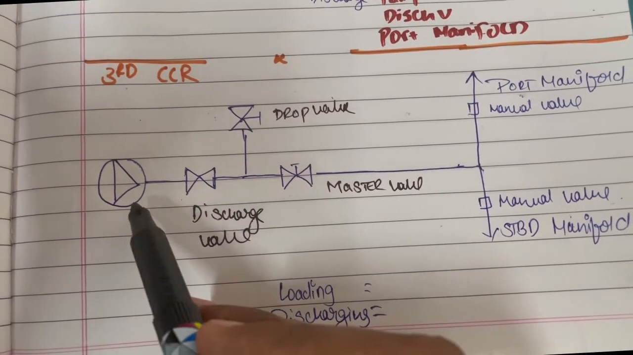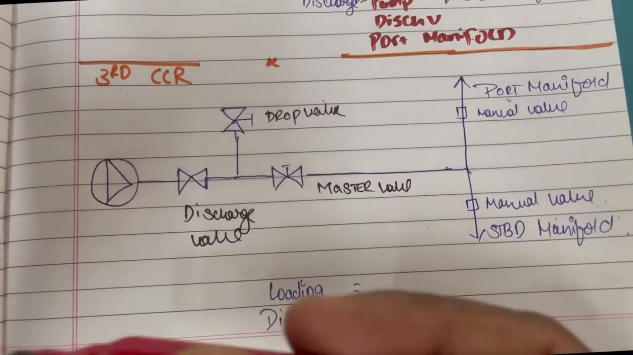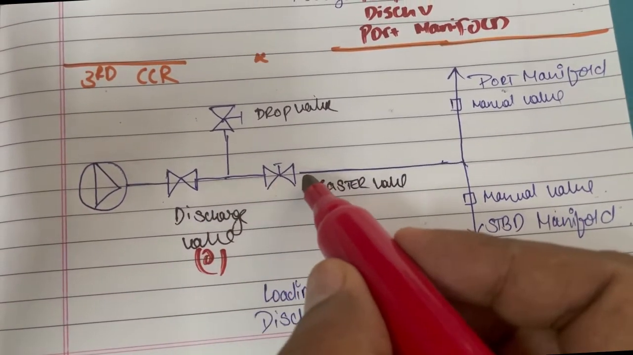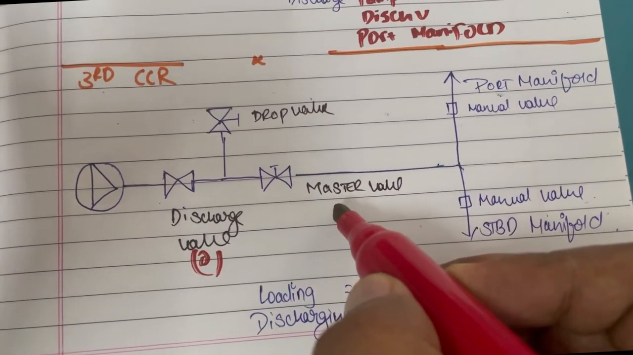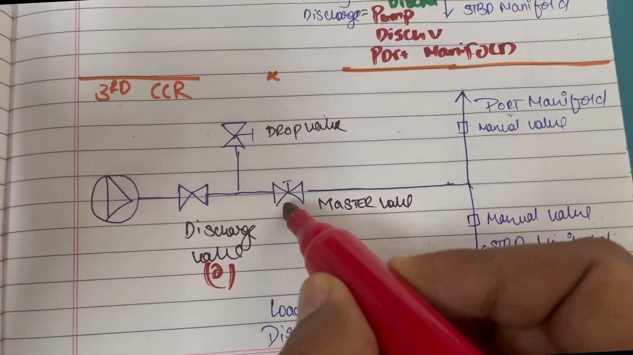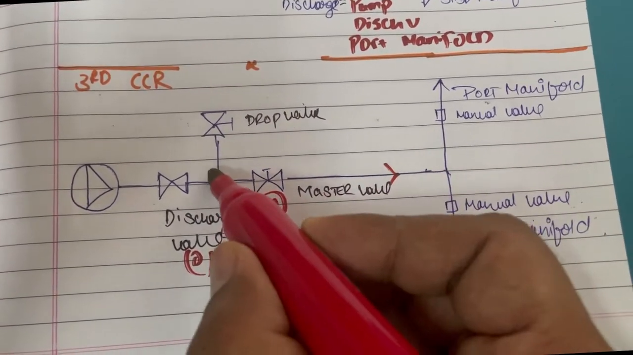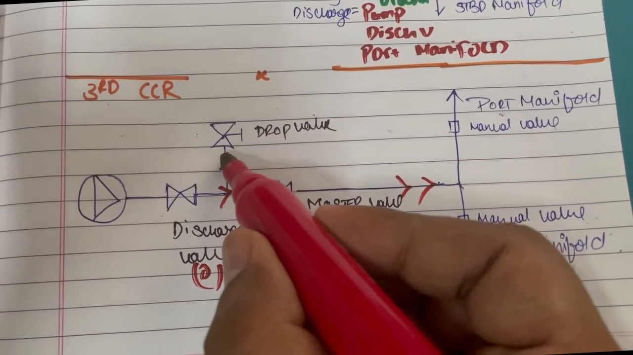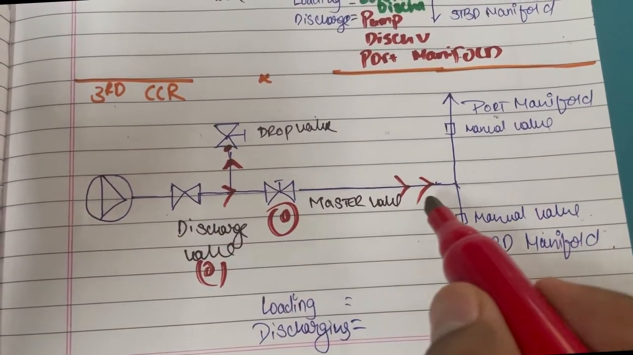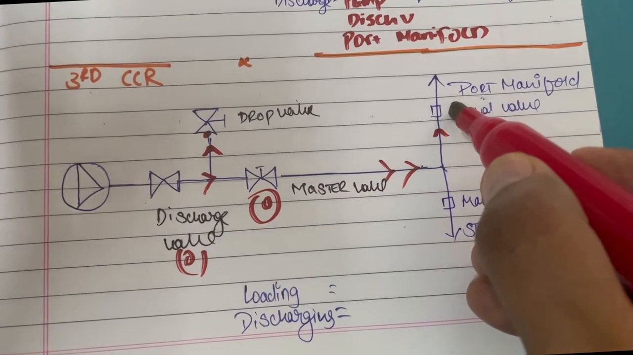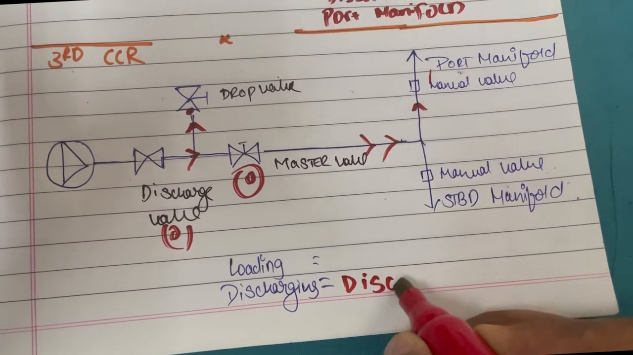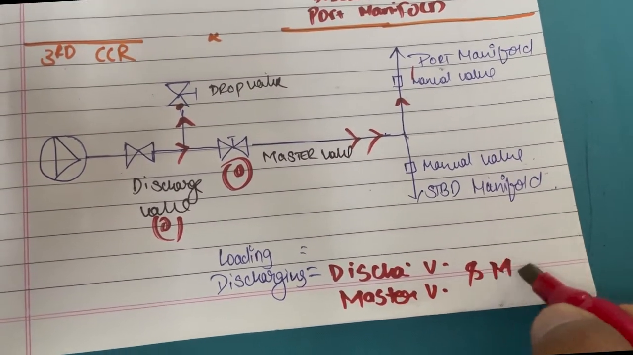Here, for discharging, we will start the pump and open the discharge valve. The cargo will come over here, and we open the master valve. Sometimes it is called the line master, or sometimes just the master valve or main valve, different names are there. We will open this and the cargo will flow over here. The cargo will also flow to the drop line or drop valve, but as this valve will be shut, the cargo will not pass over here, so it will just flow in a straight line. We'll open this port side manifold valve and do the discharging. So here we have started the pump and opened the discharge valve, master valve and manifold valve.